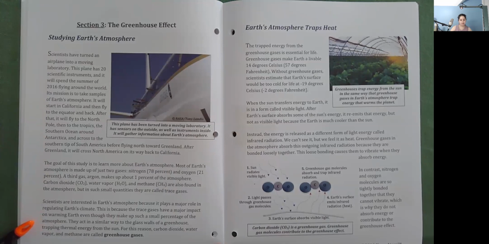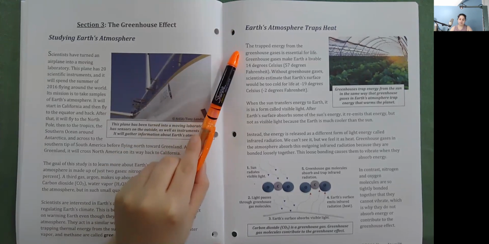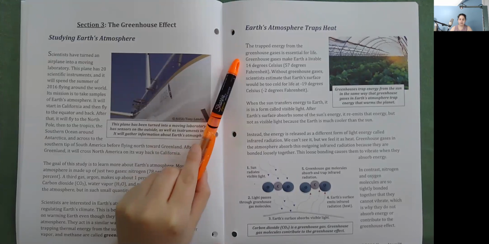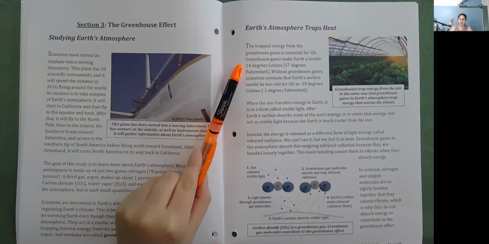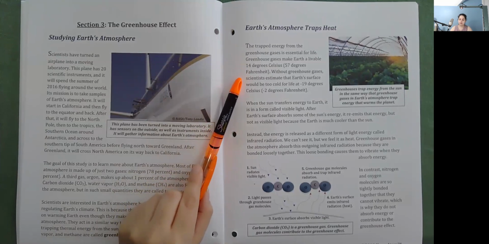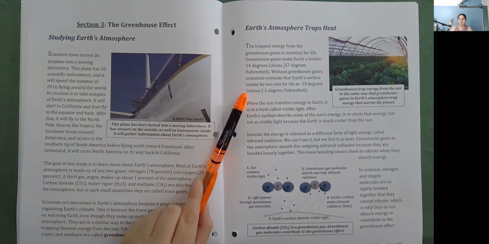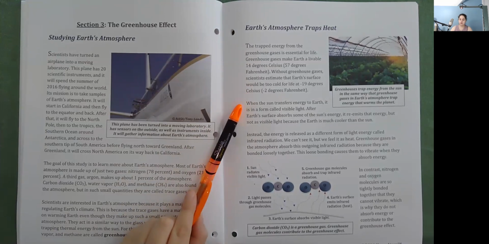They act in a similar way to the glass walls of a greenhouse, trapping thermal energy from the sun. For this reason, carbon dioxide, water vapor, and methane are called greenhouse gases. Earth's atmosphere traps heat. The trapped energy from the greenhouse gases is essential for life. Greenhouse gases make Earth a livable 14 degrees Celsius or 57 degrees Fahrenheit. Without greenhouse gases, scientists estimate that Earth's surface would be too cold for life at negative 19 degrees Celsius or negative 2 degrees Fahrenheit.